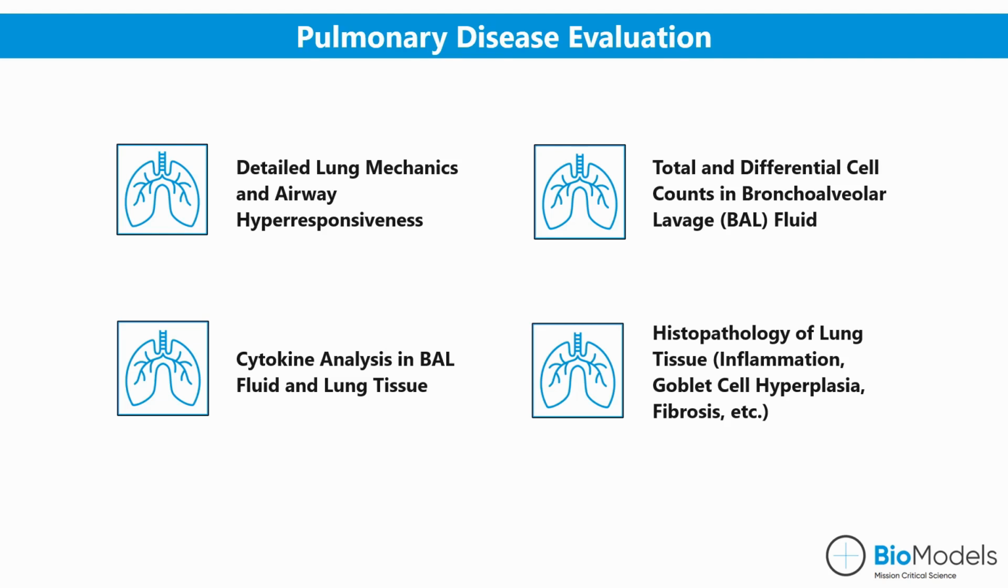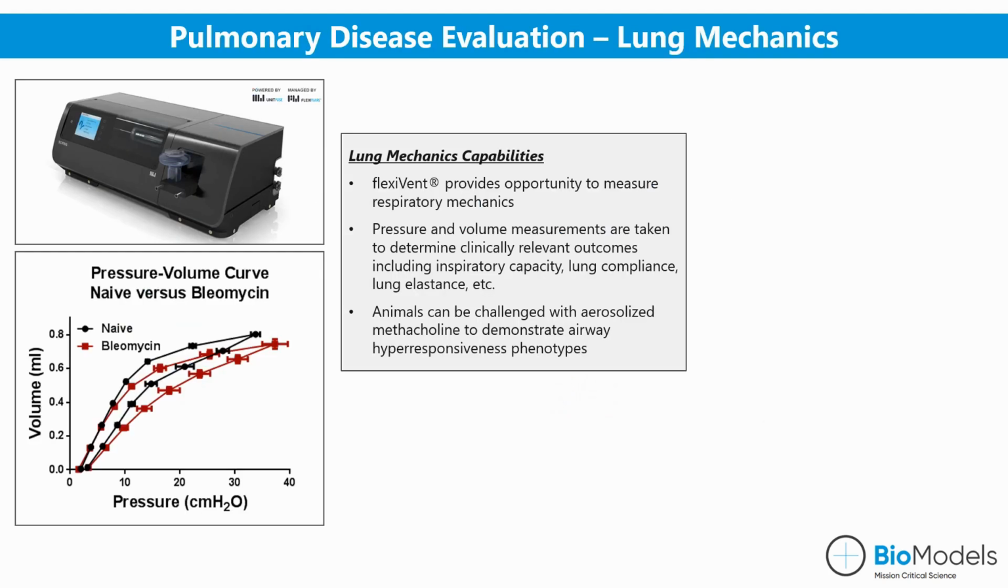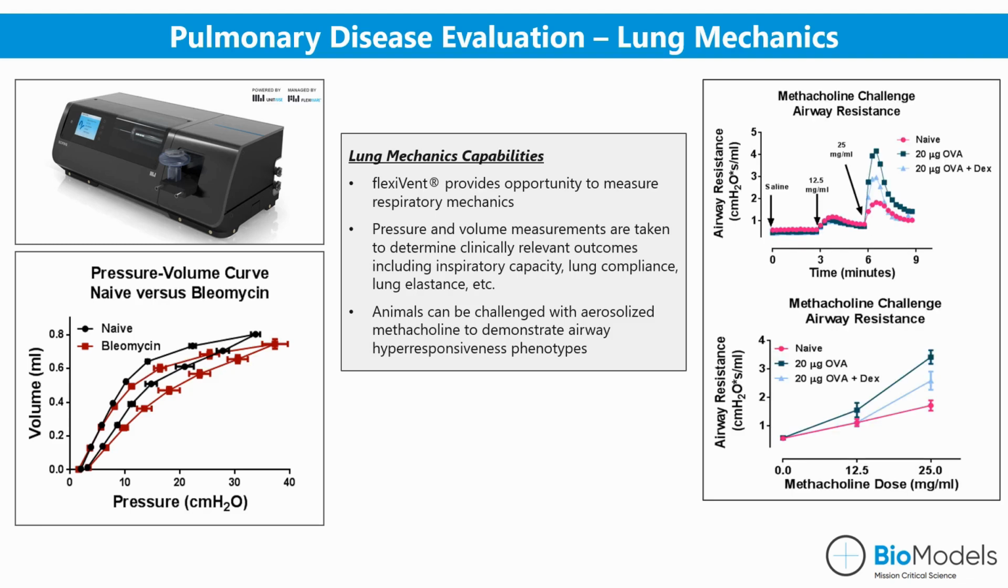And we're able to look at lung mechanics using a flexiVent. So a flexiVent is a mechanical ventilator that provides pressure volume measurements. And from these measurements, we're able to determine clinically relevant outcomes, including inspiratory capacity, lung compliance, lung elastance, as well as a number of other outputs. Additionally, we're able to administer aerosolized doses of methacholine to demonstrate an airway hyperresponsiveness phenotype in asthma models.